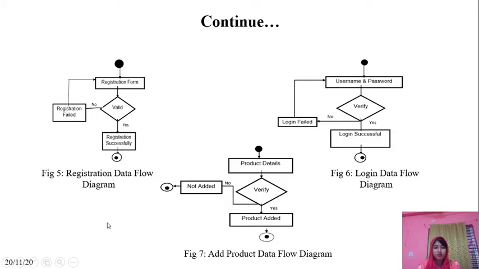And these data flow diagrams are about registration, login, and add product. We see here the operation enters into the registration form. If the information is valid, that means if it is yes, then registration will be successful. If not, registration will fail and it will go back to the registration form. Figure 6 and figure 7 are all the same.